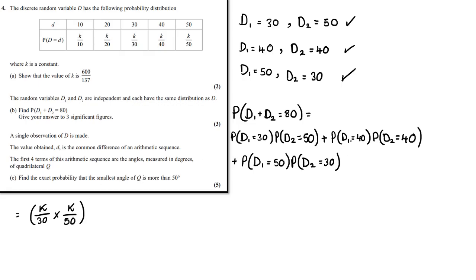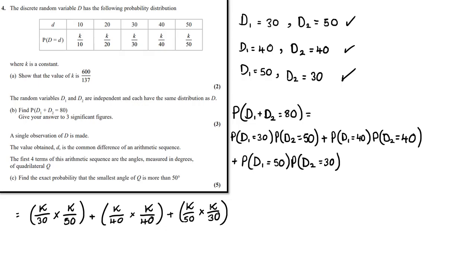Now we add on the probability of d1 equals 40 times the probability that d2 equals 40. And what you might see here straight away is this is going to be k over 40 times k over 40, so k squared over 40 squared. But I'll write it out in full just so we can see it. So k over 40 times k over 40. And then finally we just got to do the probability that d1 equals 50 times the probability that d2 equals 30. And essentially it's just going to be the mirror of this, so it's going to be k over 50 times k over 30.